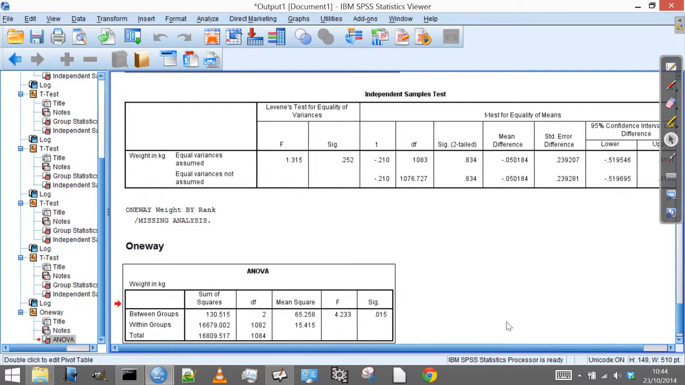What might that ANOVA table mean? I know that people are desperate to answer my questions. Pardon? Yes. Well, I've used 1%. If you haven't used 1%, that's up to you. So, remember, the thing to be looking out for here is that word Sig. What's Sig?